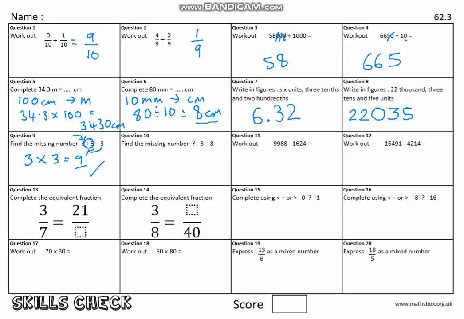Okay, so next one says find the missing number again. So something take away 3 equals 8. So we will take the answer, which is 8, and the operation is subtract 3. Well, we're going to do the opposite, so we're going to add 3, and that would equal 11. Now we can check if that's right. Pop 11 where my question mark is. 11 minus 3 does indeed equal 8, so we know that we're correct.